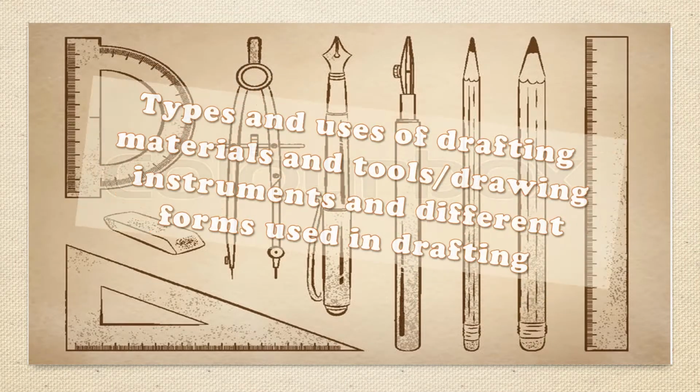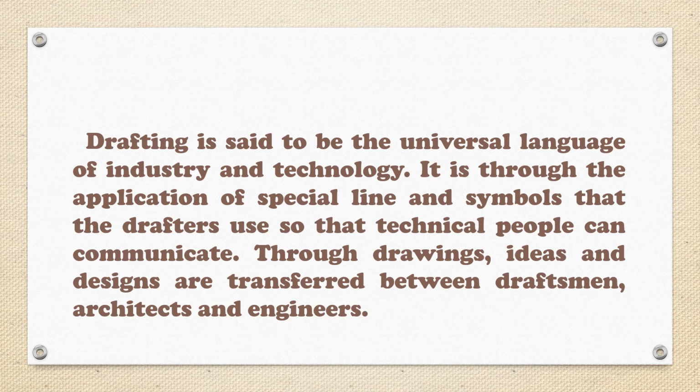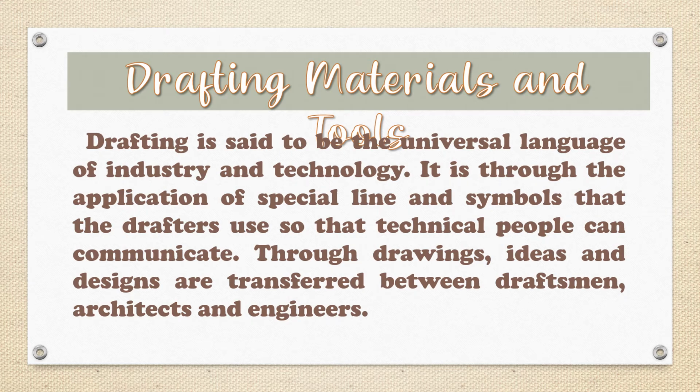Let us now discuss the different types and uses of drafting materials and tools or drawing instruments and different forms used in drafting. Drafting is said to be the universal language of industry and technology. It is through the application of special lines and symbols that the drafters use so that technical people can communicate. Through drawings, ideas and designs are transferred between draftsmen, architects, and engineers.